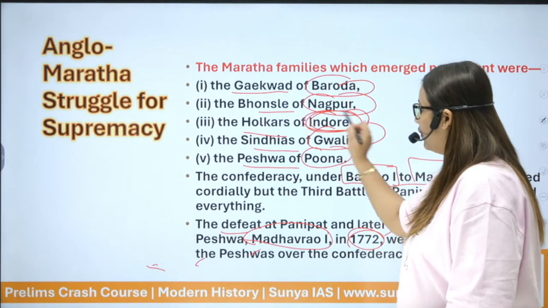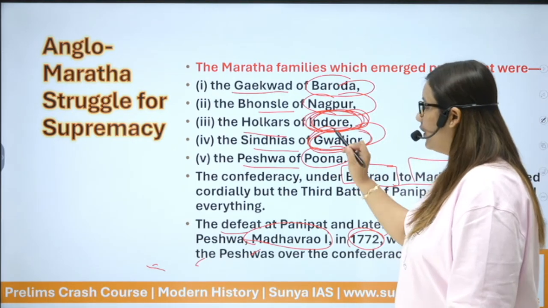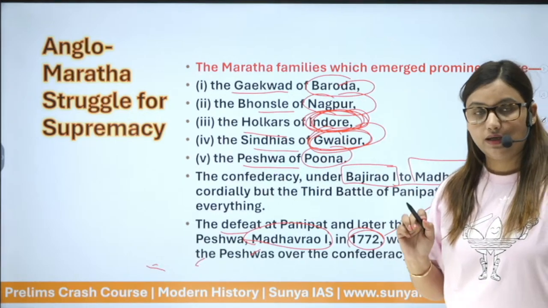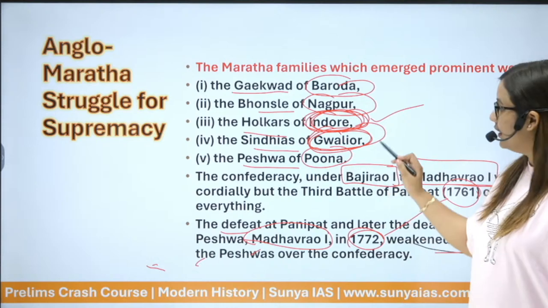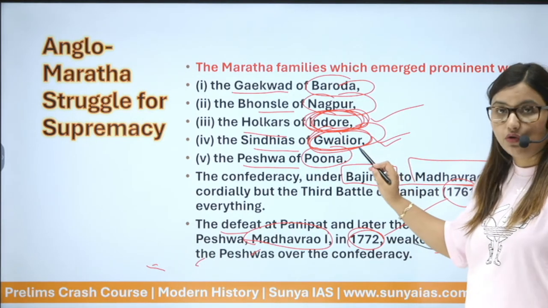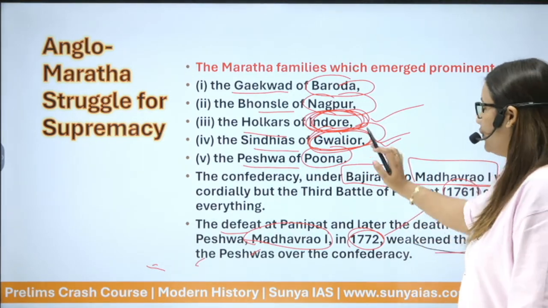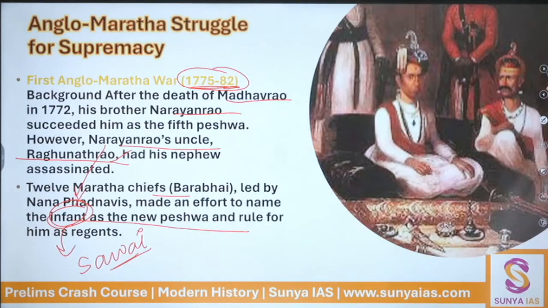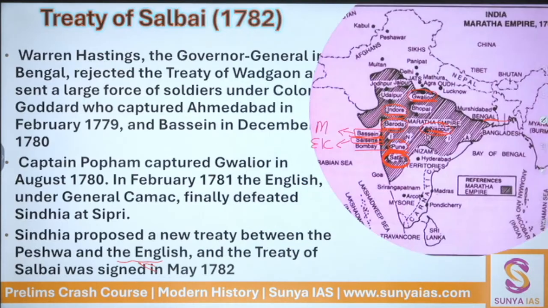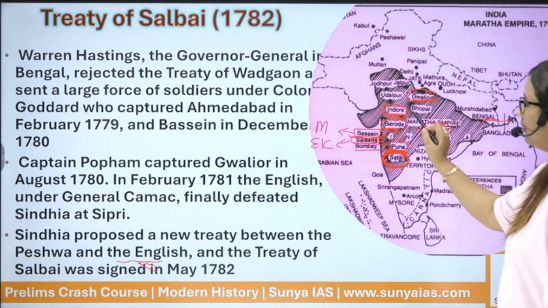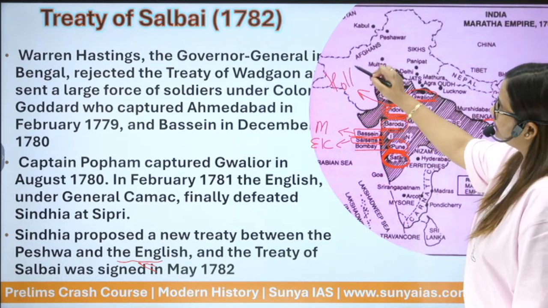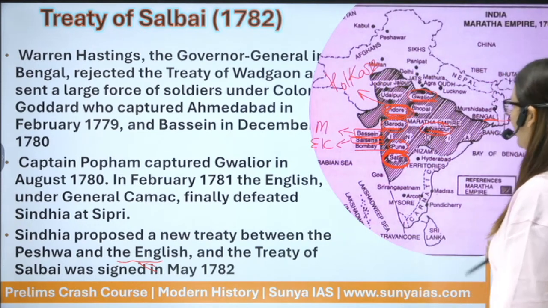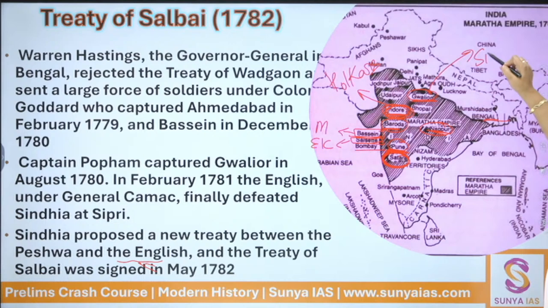Holkars were from Indore and Sindhias were from Gwalior. Holkars were from Indore and Sindhias were from Gwalior, and Sindhias were very, very powerful also. Remember this. Now you will see Holkars who ruled from Indore. Look at the map. Here you can see Indore. Here from Indore, Holkars were ruling, and from Gwalior, Sindhias were ruling.